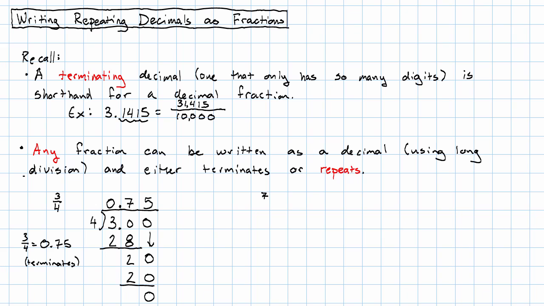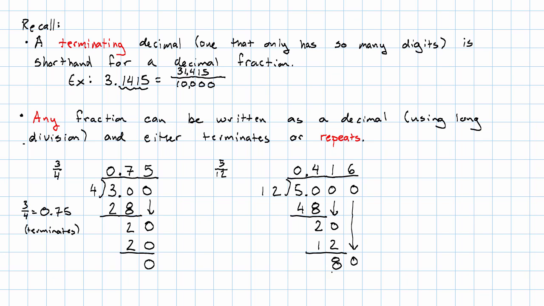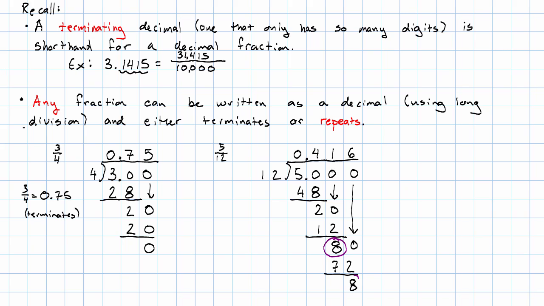On the other hand, if I take, say, 5/12, and I divide 12 into 5.000. 12 goes into 50 four times. 2 left over, bring down a 0. 12 goes into 20 once. 12 goes into 80 6 times. And now I see my remainders repeating over and over and over again, which means that this digit 6 is going to repeat over and over and over again. 5/12 is 0.416, with the 6 repeating. And remember, the remainders will always repeat because there are only so many numbers available less than 12.